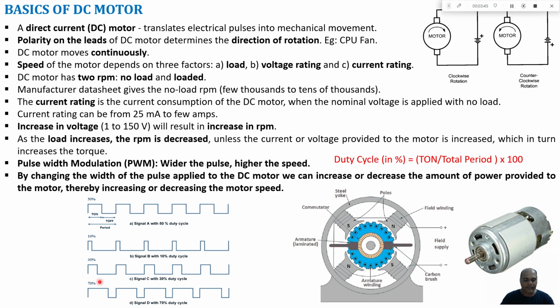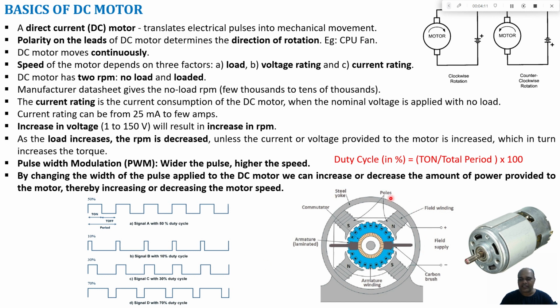And finally, in graph D, out of the total time period, 70% of the time we have the on time. So by changing the on time in a square wave, what we essentially do is change the amount of energy given to a DC motor. By changing the amount of energy given to a DC motor, the speed of the DC motor gets varied.